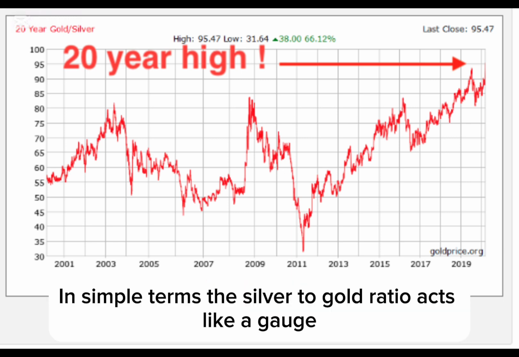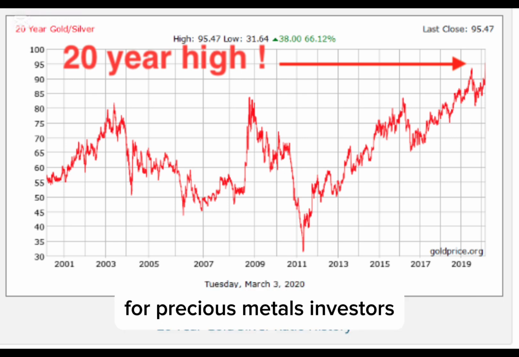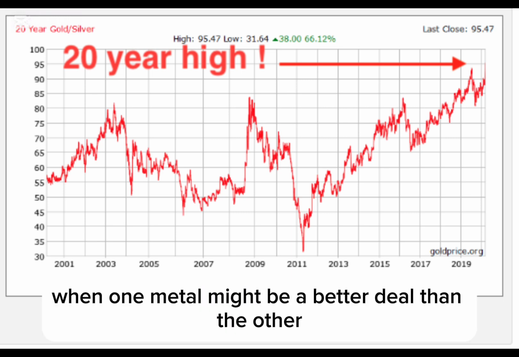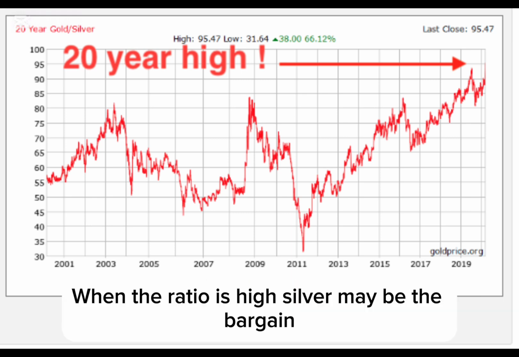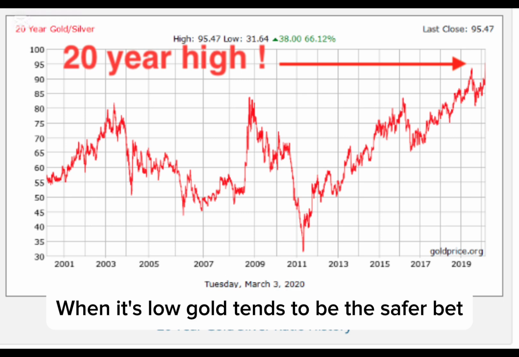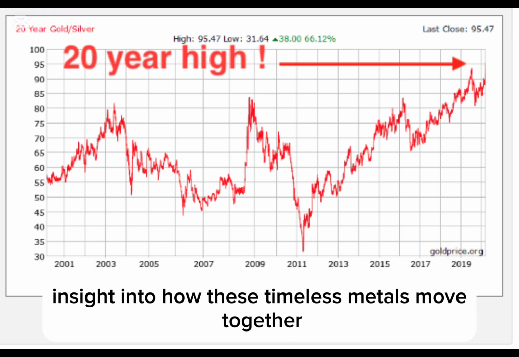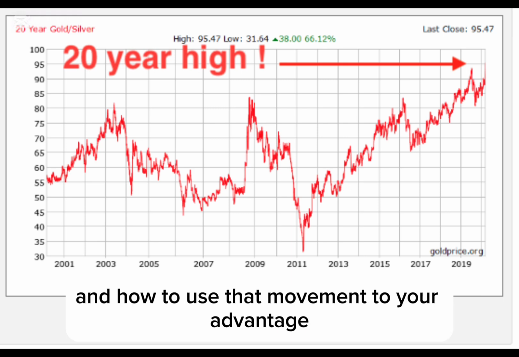In simple terms, the silver to gold ratio acts like a gauge for precious metals investors. It doesn't tell you the future, but it does help you recognize when one metal might be a better deal than the other. When the ratio is high, silver may be the bargain. When it's low, gold tends to be the safer bet. Understanding this relationship gives you a deeper insight into how these timeless metals move together and how to use that movement to your advantage.